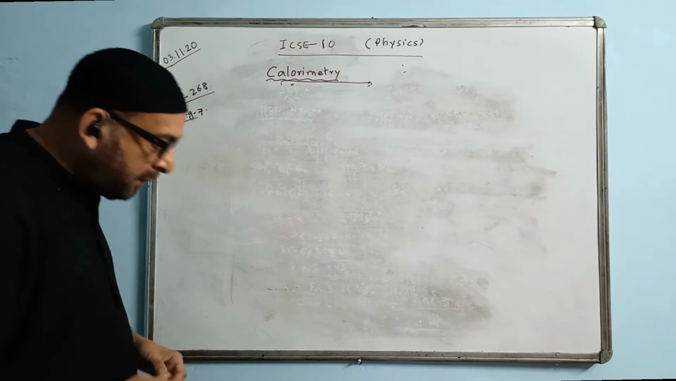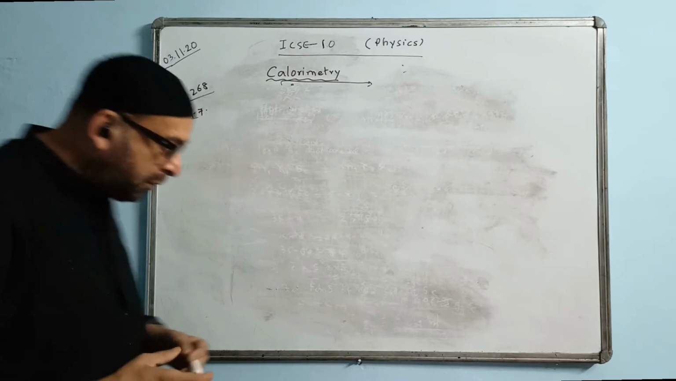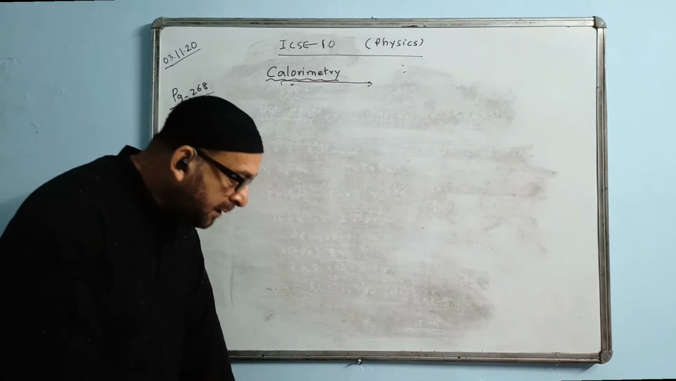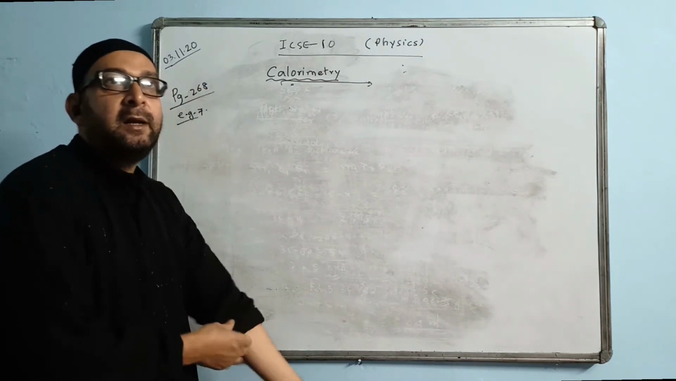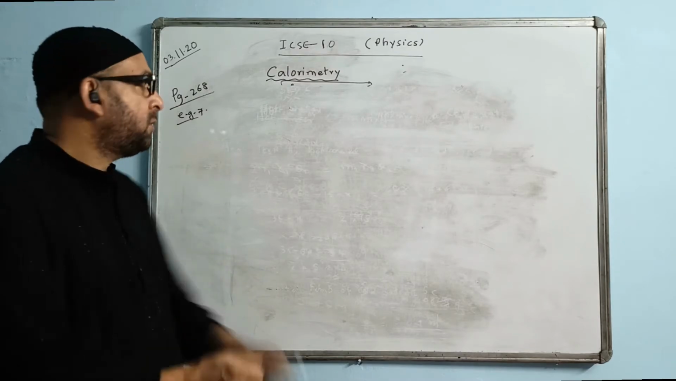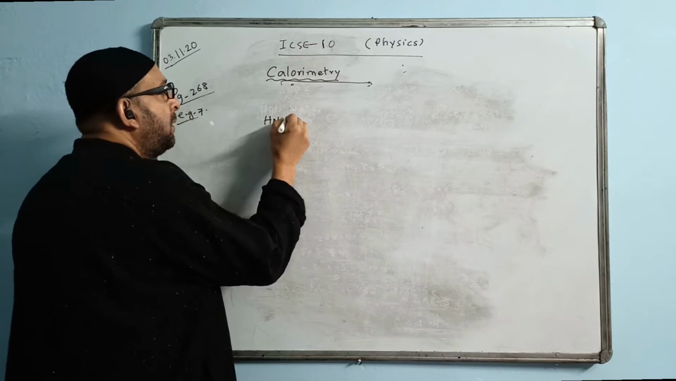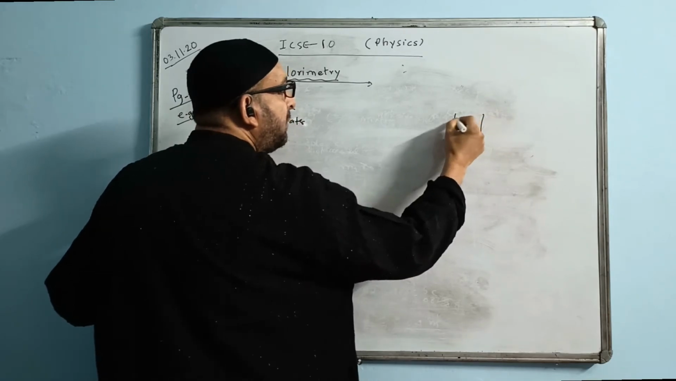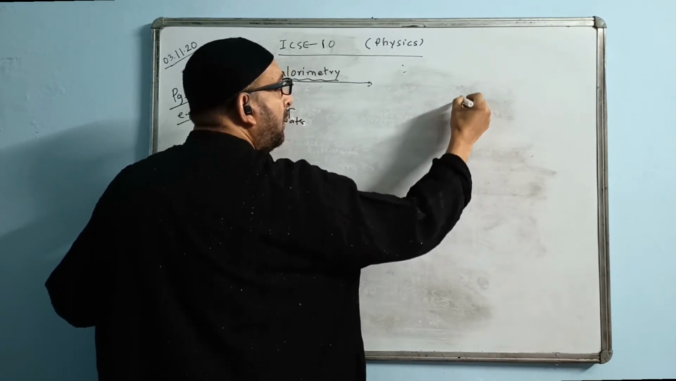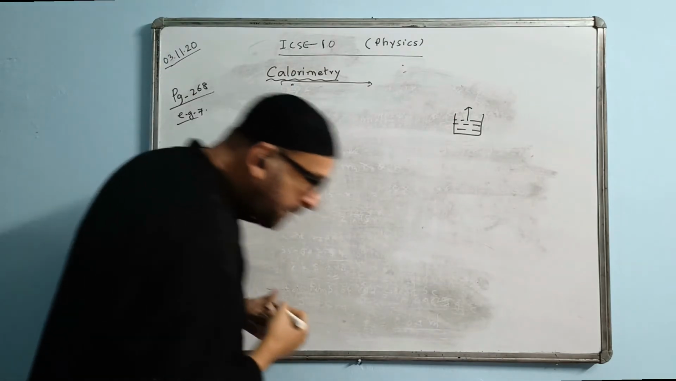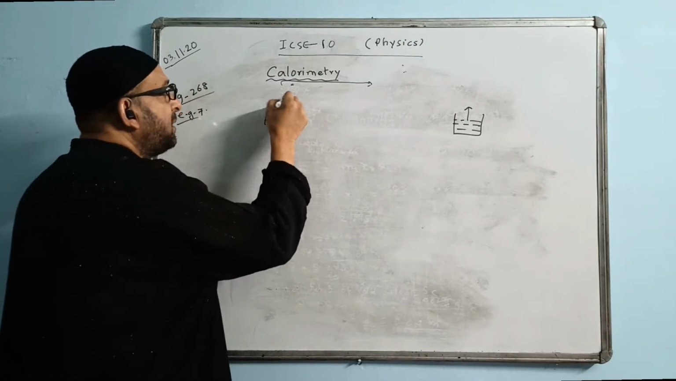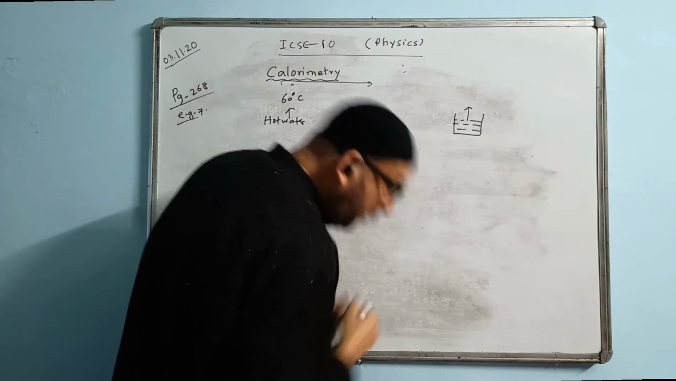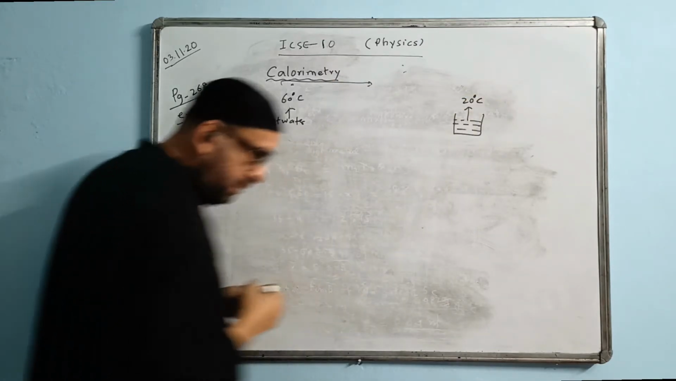Now you see how we are going to solve this question. 40 gram of water at 60 degrees Celsius is poured into a vessel containing 50 gram of water at 20 degrees Celsius. That means the vessel is containing cold water. So first write hot water on this side, and on this side the vessel containing water. The temperature of hot water is 60 degrees Celsius, and the temperature of cold water is 20 degrees Celsius initially.